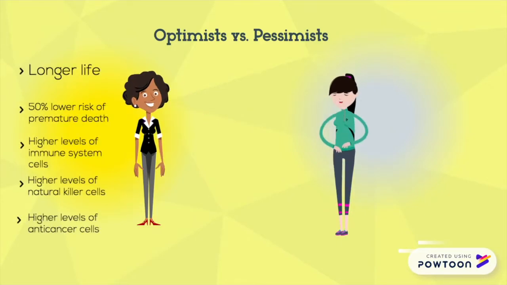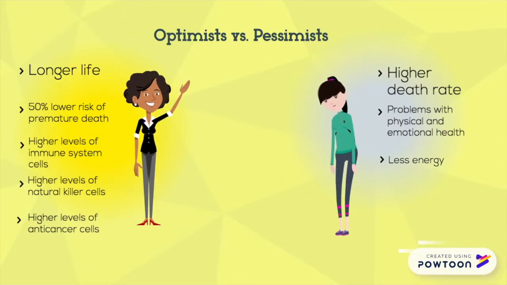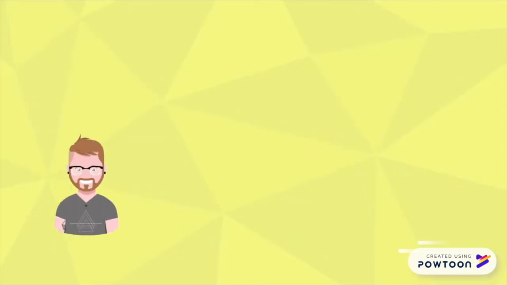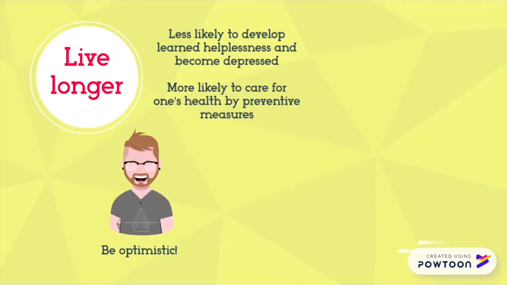Optimists tend to live a longer life, have a 50% lower risk of premature death, and higher levels of immune system cells, natural killer cells, and anti-cancer cells, while pessimists have a higher death rate, problems with physical and emotional health, and less energy than optimists. Be an optimist because you're less likely to develop learned helplessness or become depressed, and you're more likely to care for one's health by preventive measures.